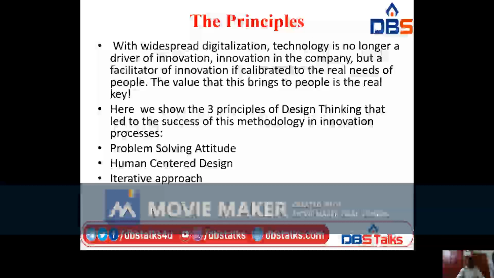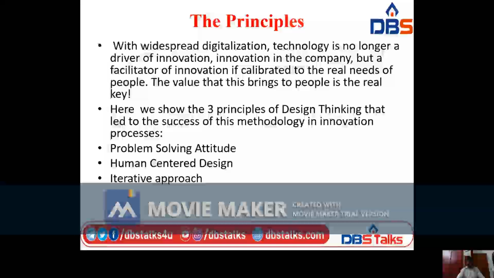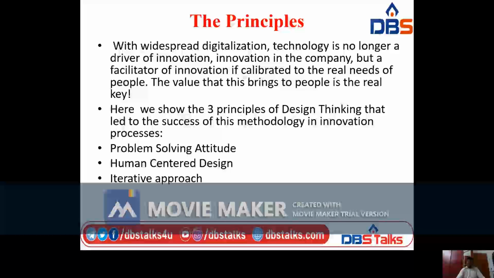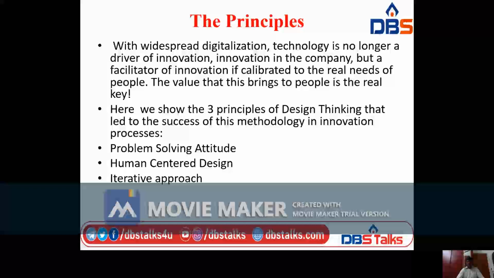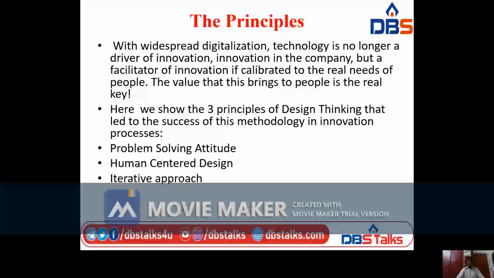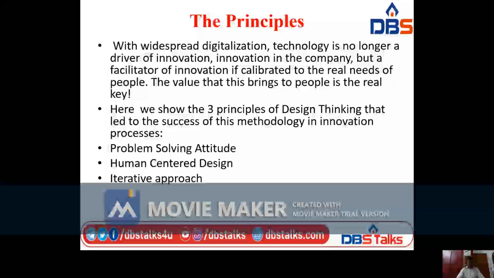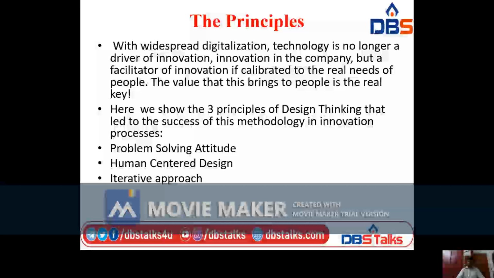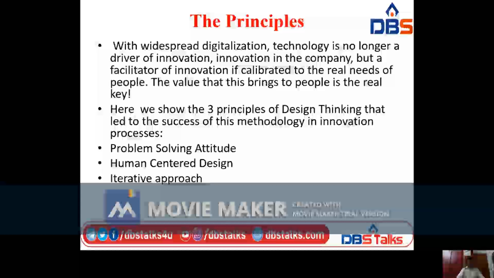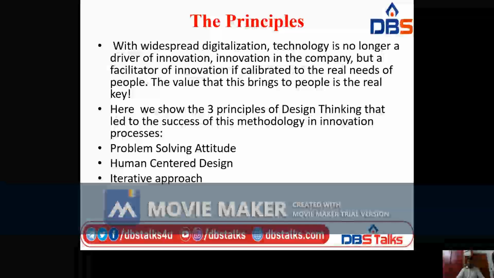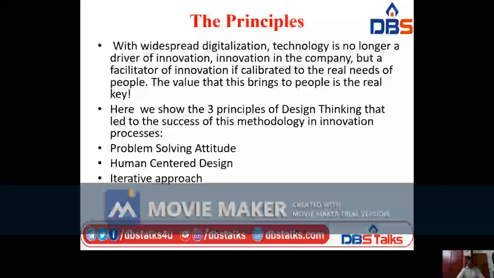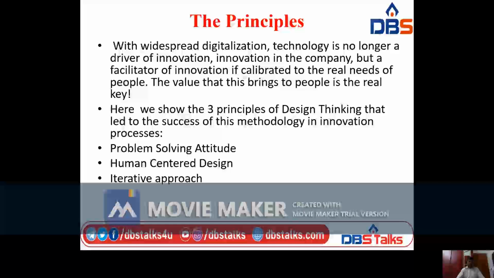Now coming to the second topic, the principles. What are the principles we are using especially for the purpose of design thinking? With widespread digitalization, technology is no longer a driver of innovation. By using only technology, we are unable to develop new things. Technology is a facilitator of innovation if calibrated to the real needs of people. The value that this brings to people is the real key. People are the key to the innovative purpose, not the machines or some machine-based technology.